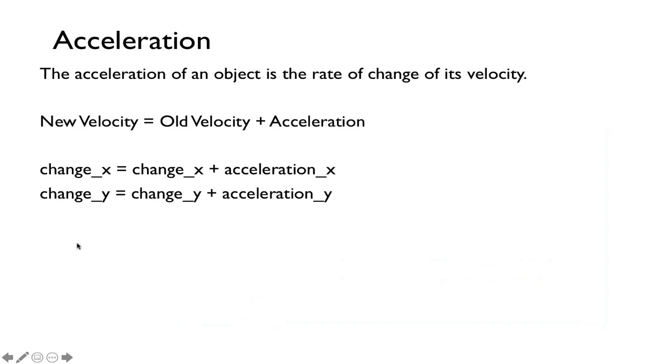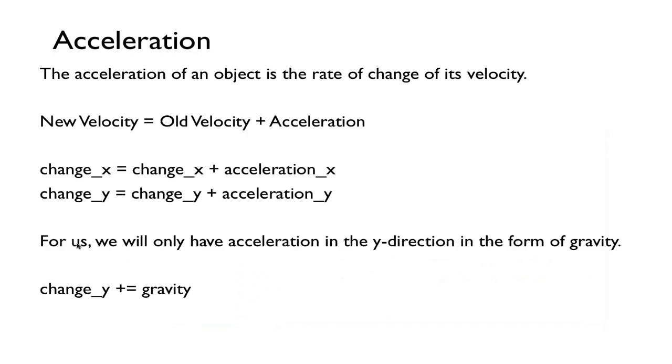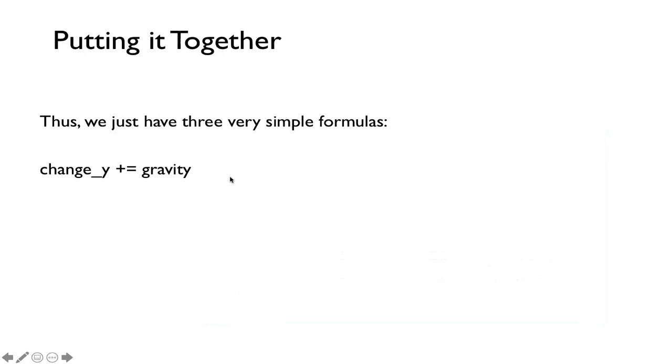But for us, the only acceleration happens with gravity, so the only acceleration is in the Y direction, the vertical direction, and this is gravity. So instead of saying acceleration in the Y, we can just call it gravity, and there's no acceleration in the X direction. This will be 0. So there are 3 simple formulas here that we need. You add gravity to your change Y, the velocity in the Y direction. Then you take the change Y and add it to the position of the Y.